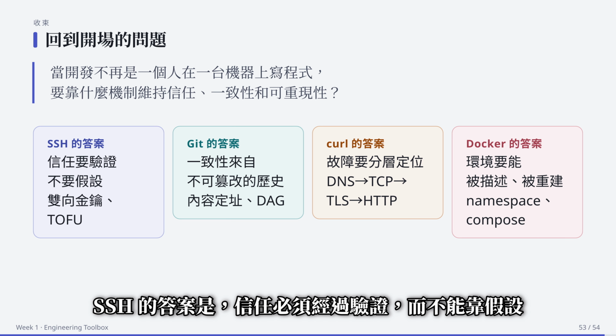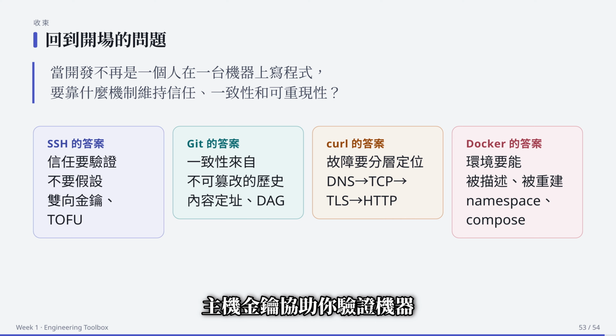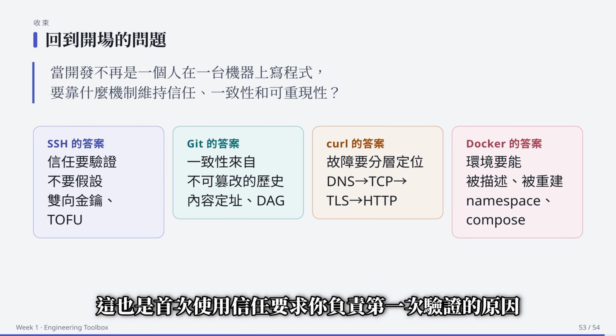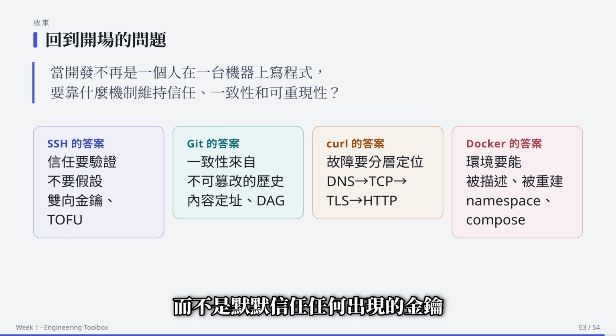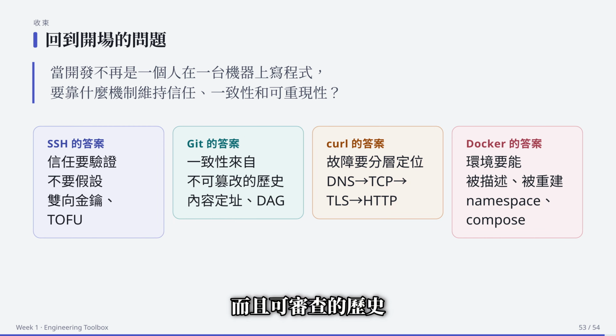SSH's answer is that trust must be verified rather than assumed. That's why an SSH connection checks identity in both directions. A host key helps you verify the machine, and an identity key helps the machine verify you. It's also why trust on first use makes you responsible for that initial verification instead of silently trusting whichever key appears.